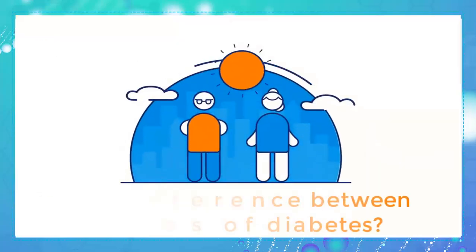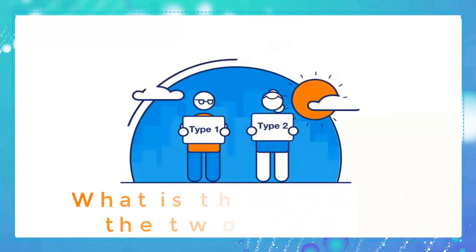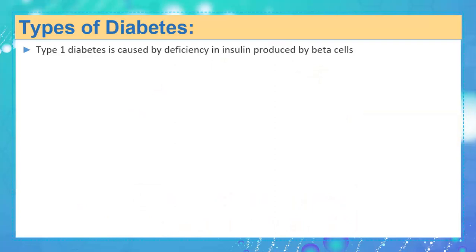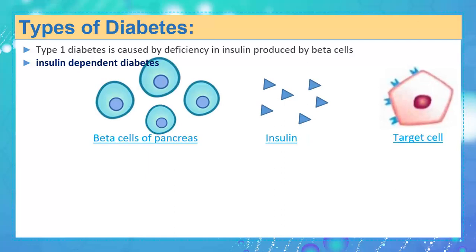What is the difference between the two types of diabetes? Type 1 diabetes is caused by deficiency in insulin produced by beta cells. This type of diabetes is normally known as insulin-dependent diabetes. How? Well, you've learned that normally the beta cells of the pancreas secrete insulin that binds to the target cell in order to trigger a certain response.